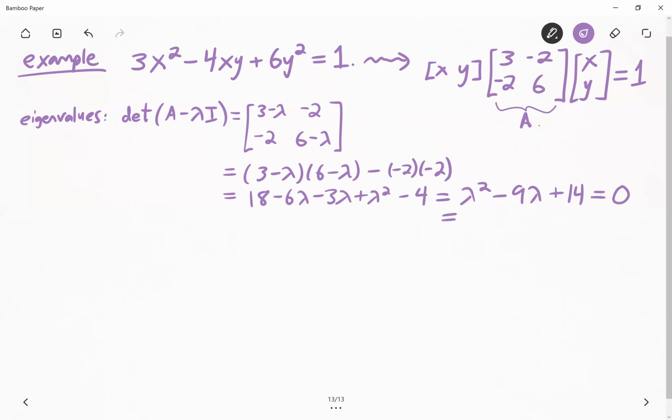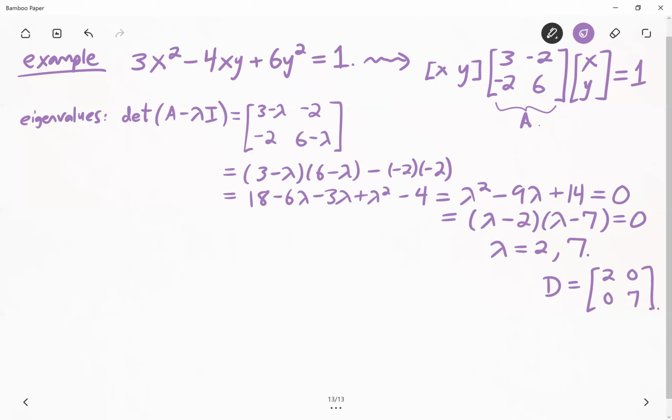Let's see, 14 becomes 2 and 7. So lambda minus 2, lambda minus 7 equals 0. Our eigenvalues are 2 and 7. And from this, we can actually say a few things already, skipping ahead a bit. Right, we know the diagonal matrix is going to be 2, 0, 0, 7. We know that the graph of this quadratic form is an ellipse.